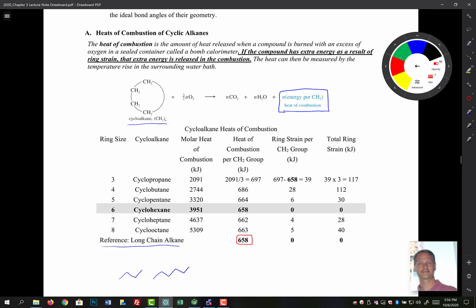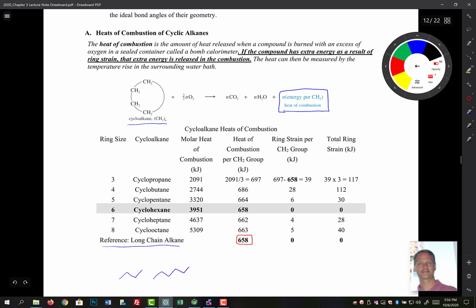So if we look at our trend here, cyclopropane has a molar heat of combustion of 2091. Okay, you go up and you put cyclobutane in there. That's larger. That makes sense. There's more carbons. Cyclopentane, they just keep going up, right? So as you go from cyclopropane up to cyclooctane, the numbers get larger, which is to be expected because you have more carbons there. But if we really want a real picture, we have to weight that number by the total number of carbons in that molecule.